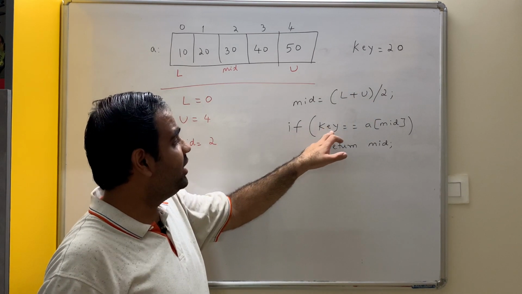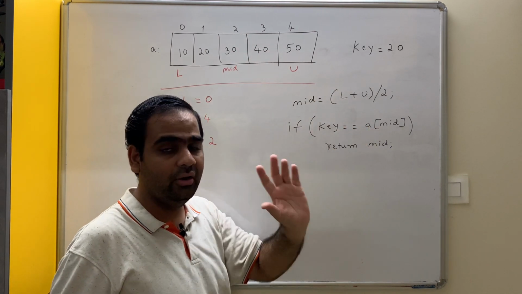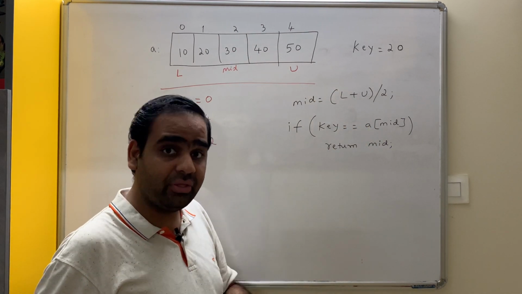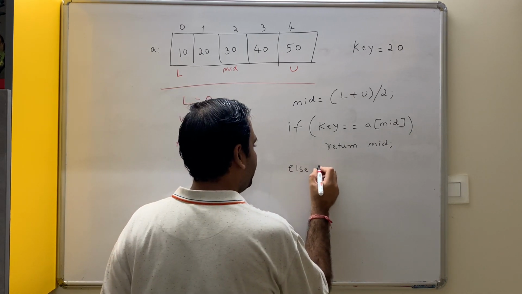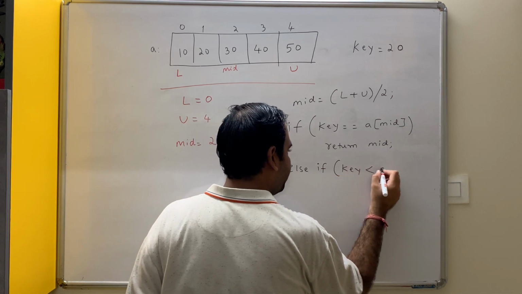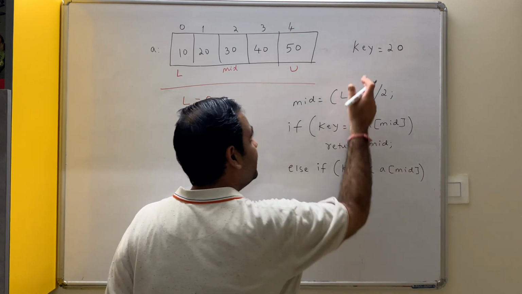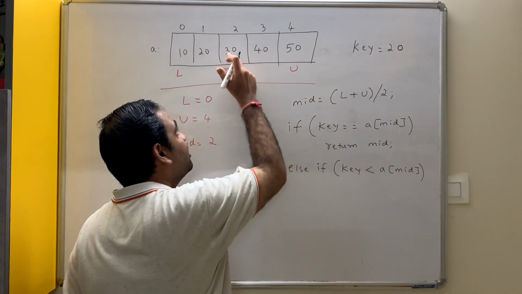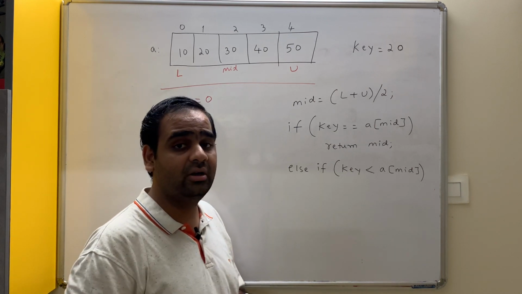Now what is the value of key? 20. And what is A of 2? 30. Is 20 equal to 30? No. 20 is less than 30. Therefore, let me compare the next thing and I say else if the value of key is less than A of mid. The value of key is 20, A of mid is 30. Is 20 less than 30? Yes sir, 20 is less than 30.